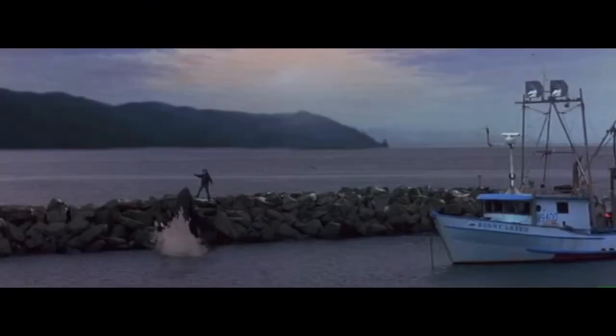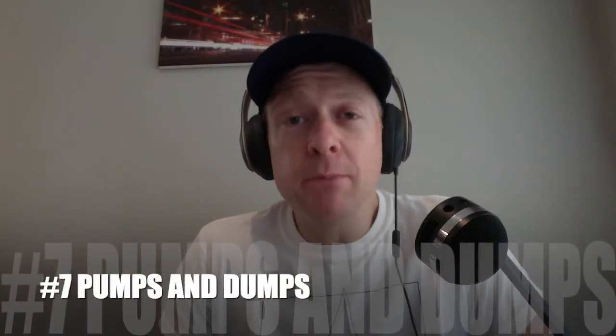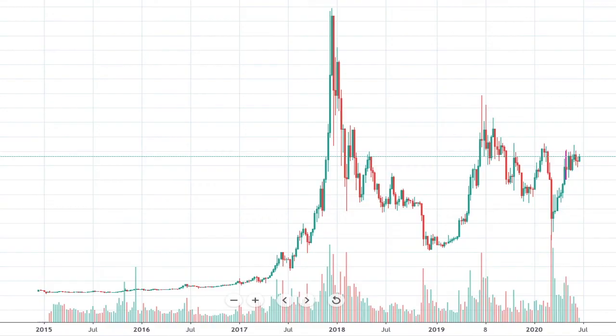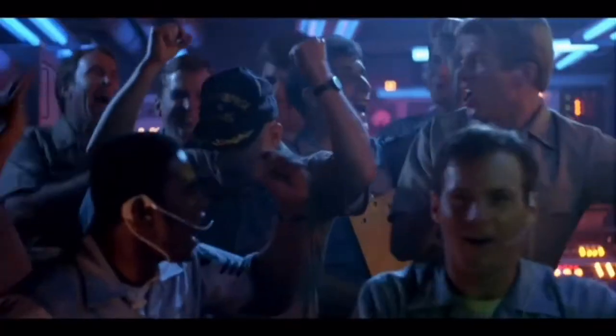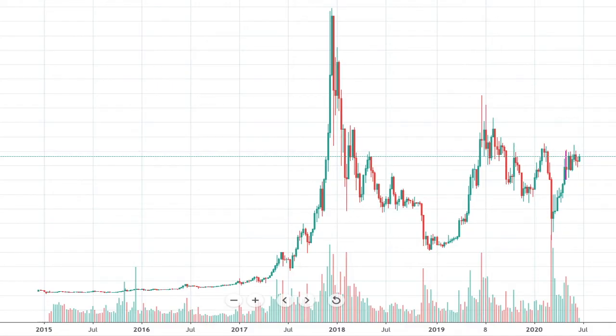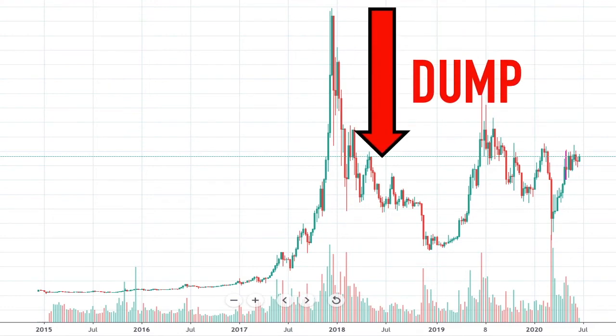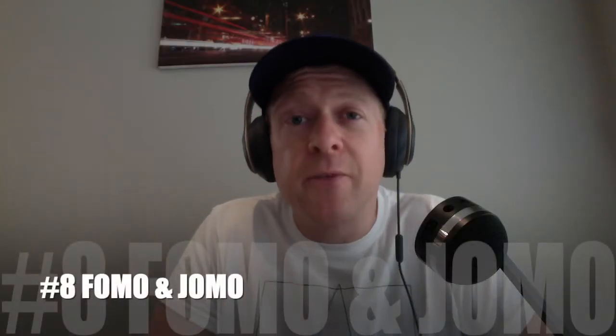Number 6, whales. A whale is someone who owns 1,000 Bitcoin or more. Number 7, pumps and dumps. When the Bitcoin price increases quickly within a short period of time, that's called a pump. When the Bitcoin price decreases within a short period of time, that's called a dump.